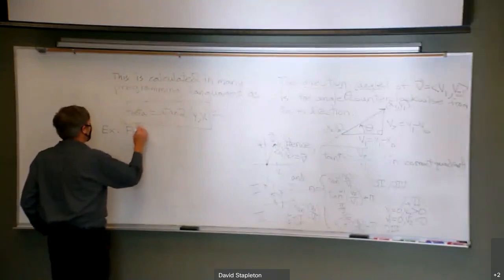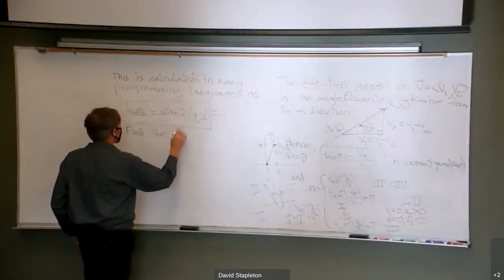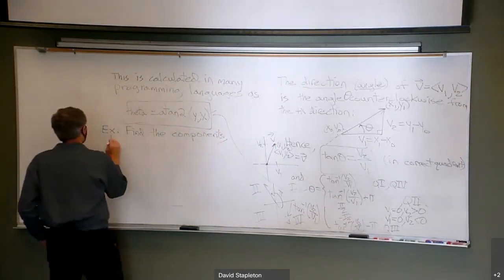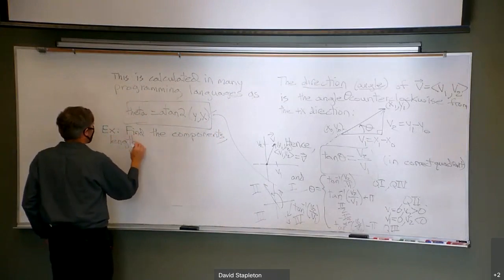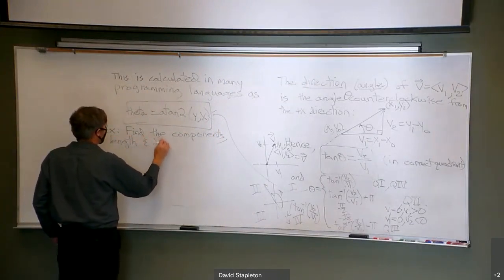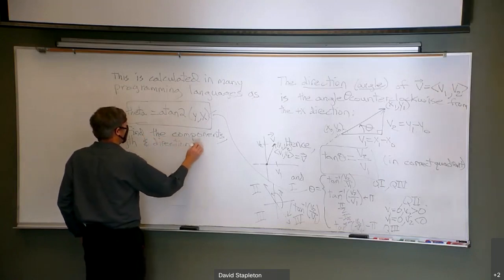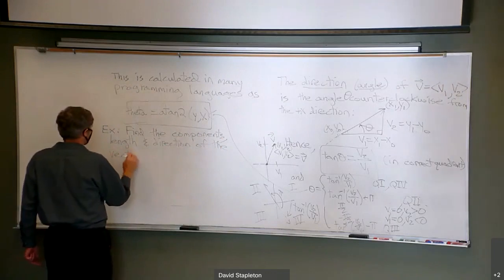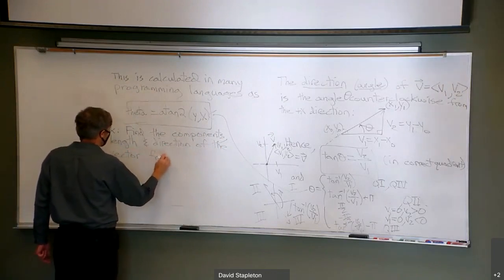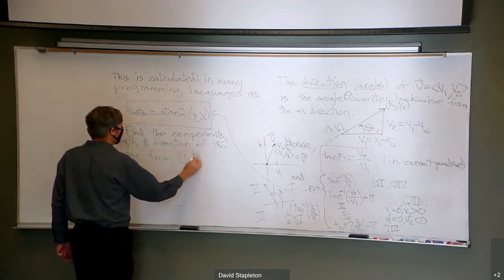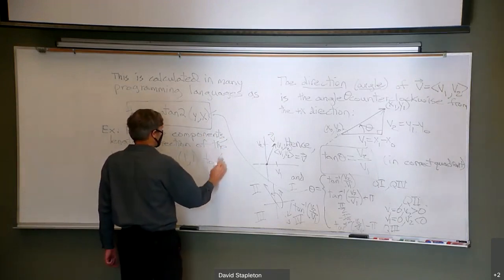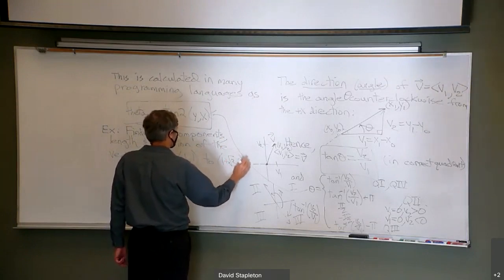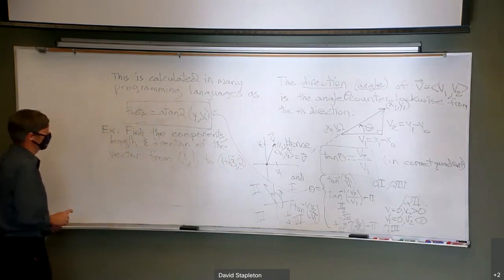Find the components, length, and direction of the vector from the point with coordinates 1, 1 to the point with coordinates 1 plus square root 3, 2. How about that? Suppose I'm going from that point to that point.